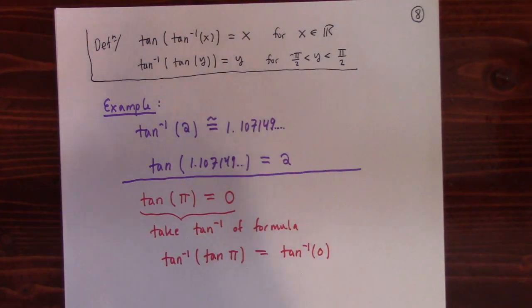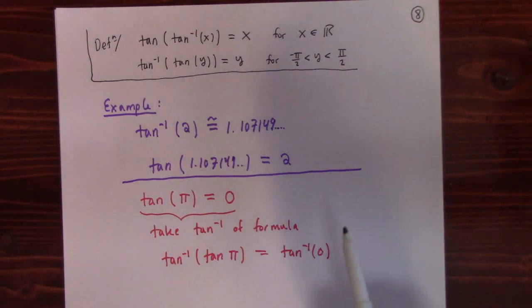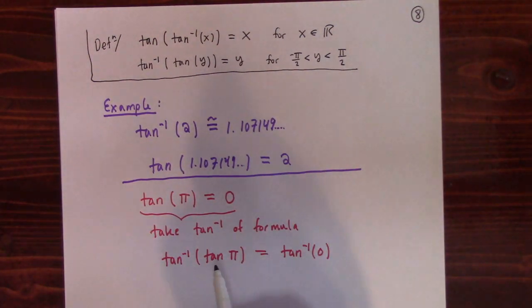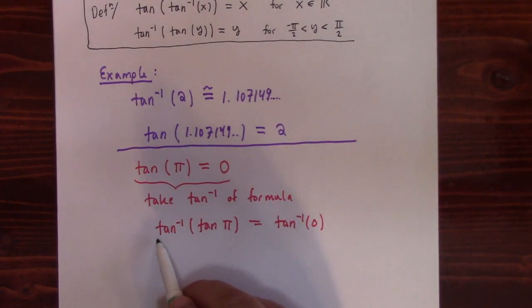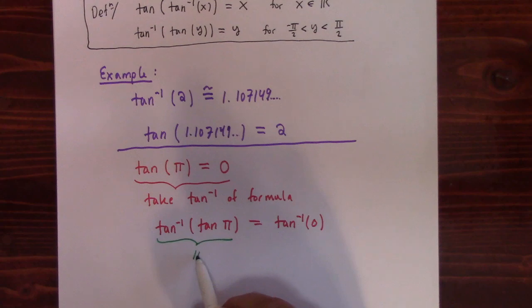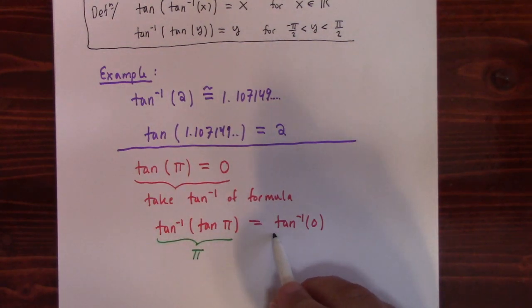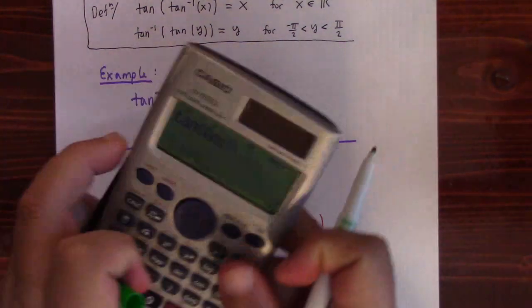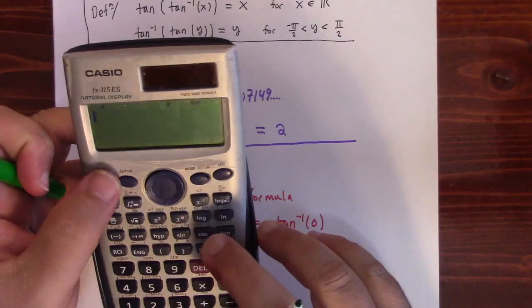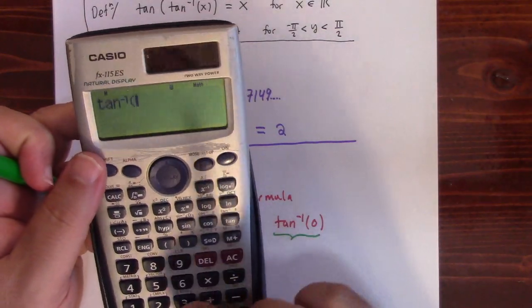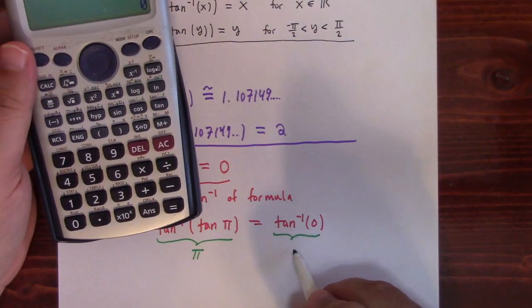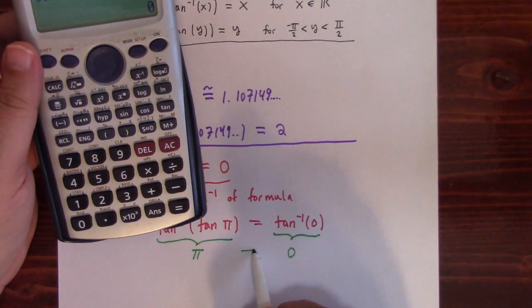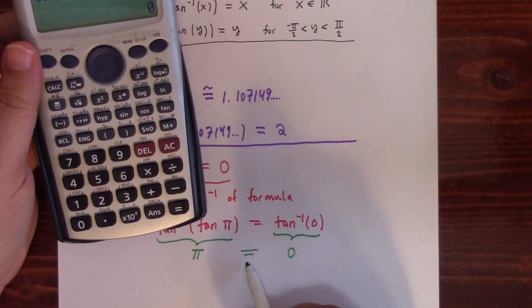So, again, playing the fool, ignoring what I just wrote up there, this would simplify to pi, right? But what does our calculator give us for inverse tangent of 0? Inverse tangent of 0 is 0. But wait a minute, how can that be?